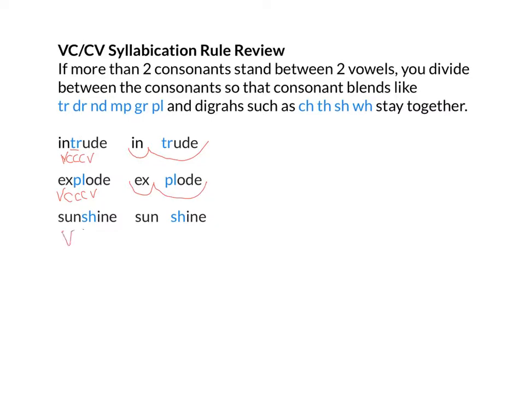The final example is sunshine. There is a vowel followed by three consonants and another vowel. You're going to leave the SH together because that is a digraph. So you will divide after the N. Sunshine.